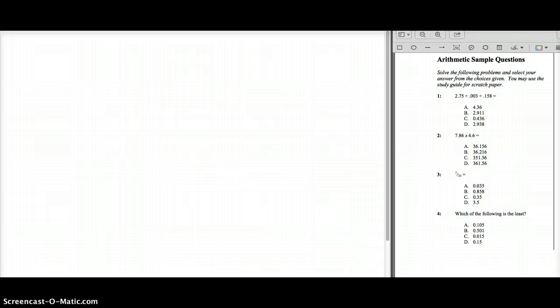This first question on the arithmetic sample is 2.75 plus 0.003 plus 0.158, and that equals something. We don't know what that question is. Why is this question on the test? Well, they want to make sure that you know how to add and subtract decimals in the right manner. So let's review how to do this in case you don't remember.